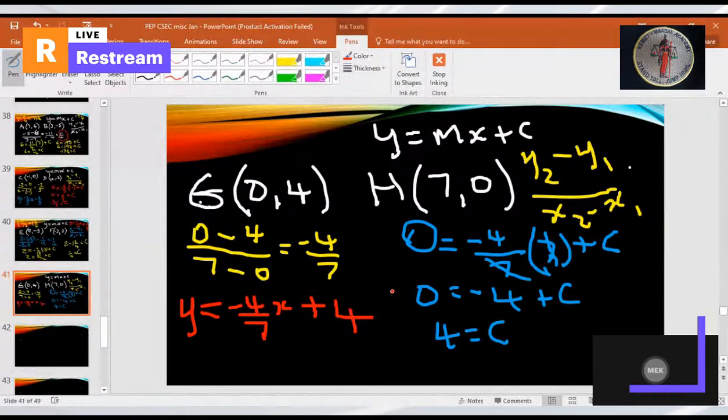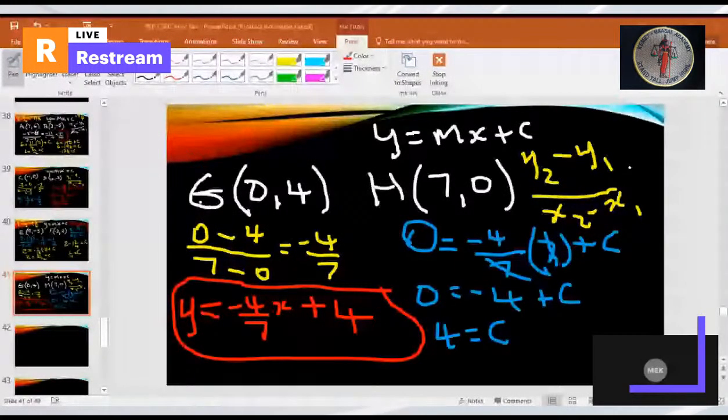So now we're going to go on to parallel and perpendicular lines, and how we can use whether a line is parallel or perpendicular to another line. We can work out what the equation of a line is.